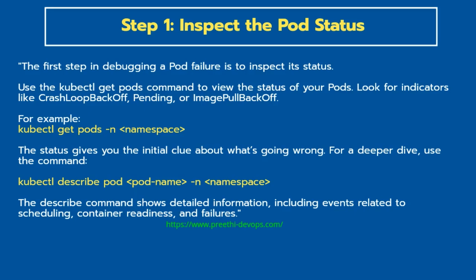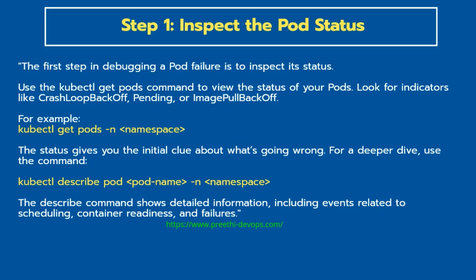Step 1. Inspect the pod status. The first step in debugging a pod failure is to inspect its status. Use the kubectl get pods command to view the status of your pods. Look for indicators like CrashLoopBackOff, Pending, or ImagePullBackOff. For example, kubectl get pods -n namespace. The status gives you the initial clue about what's going wrong.